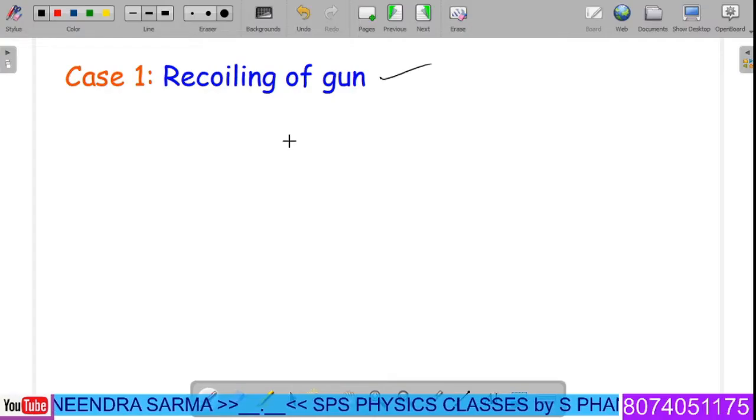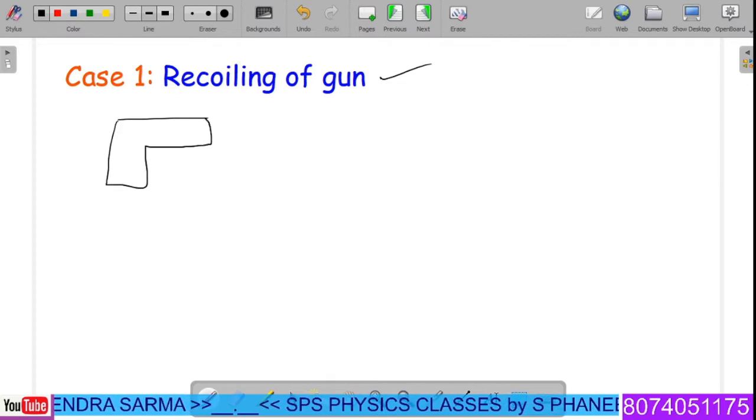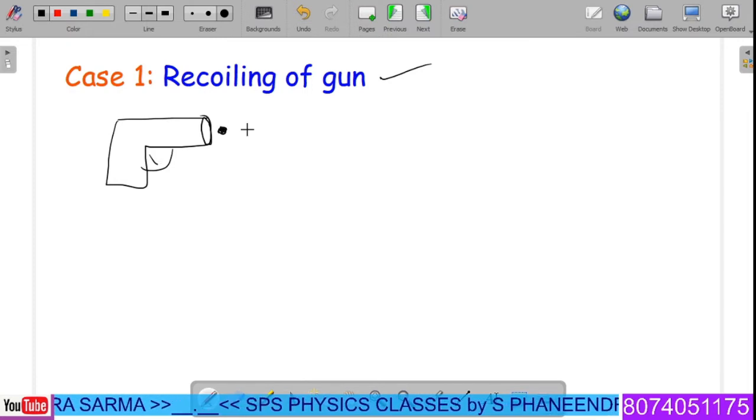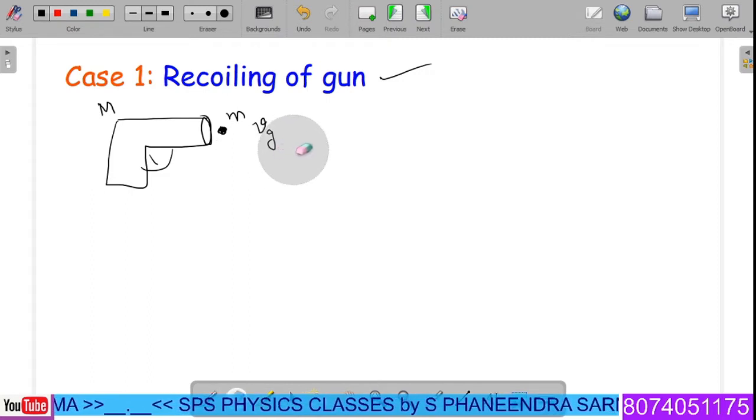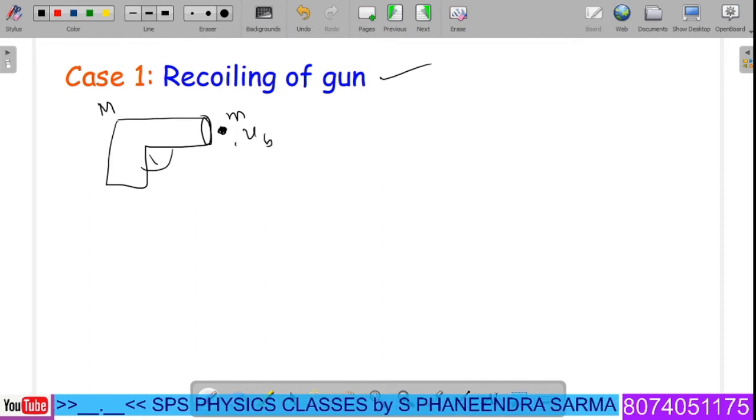Recoiling of a gun. Suppose here is the gun, this is the trigger, these are the bullets. Mass of each bullet is m, mass of the gun is capital M, and velocity of the gun is Vg. Velocity of the bullet is Vb, and the velocity of the gun is what we are going to decide.